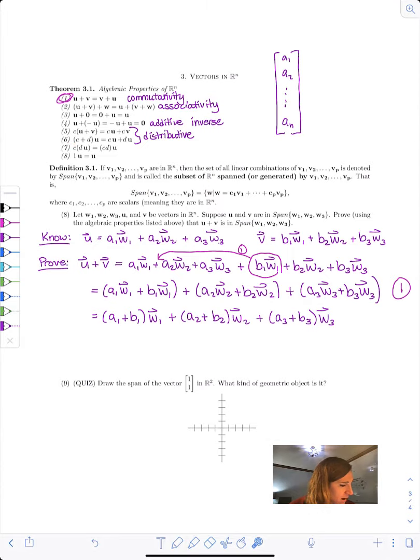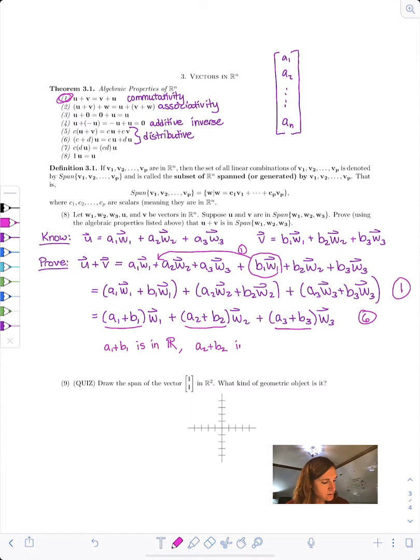So we had two different constants, so that's C and D, rather than two different vectors. So we're going to use property 6 for this. And that is enough to give us that each of our vectors has some constant in front of it, because since A1 plus B1 is in R, A2 plus B2 is in R, and A3 plus B3 is in R.